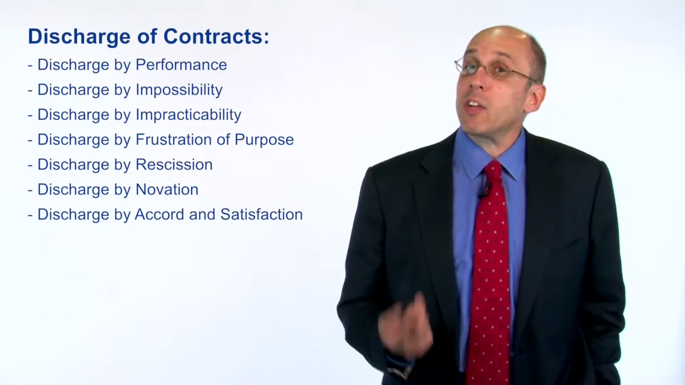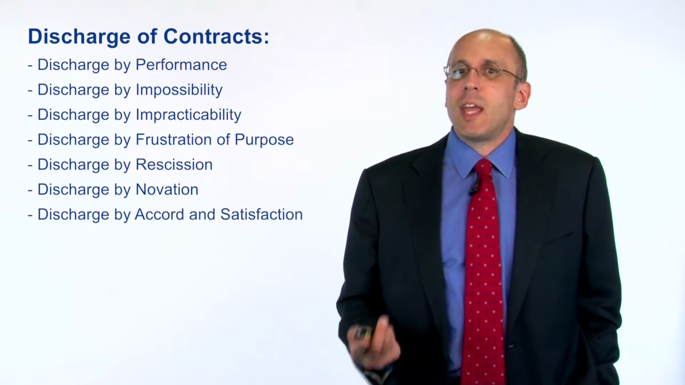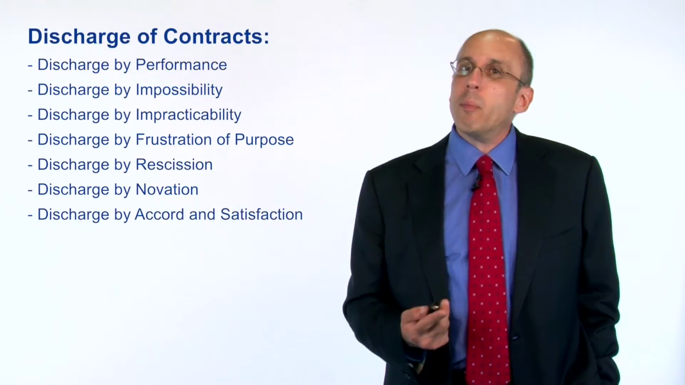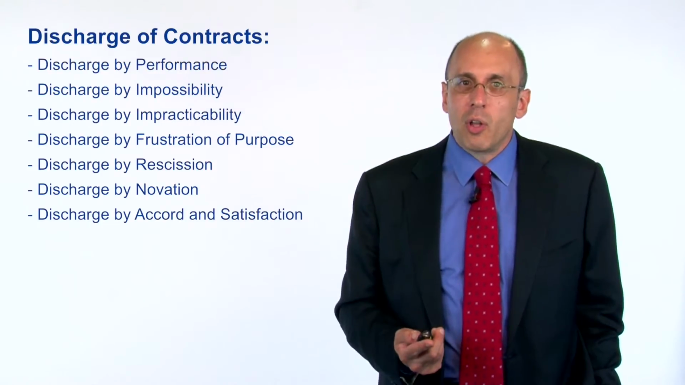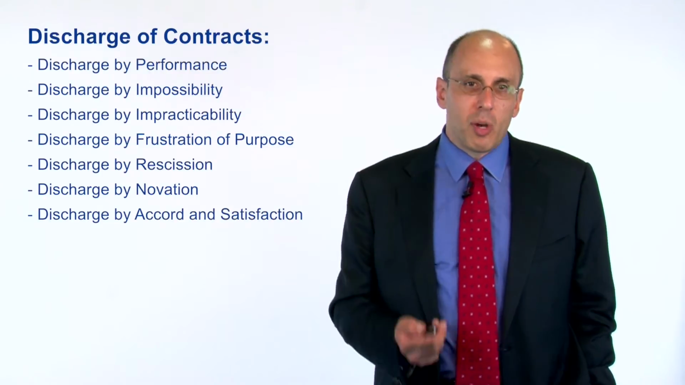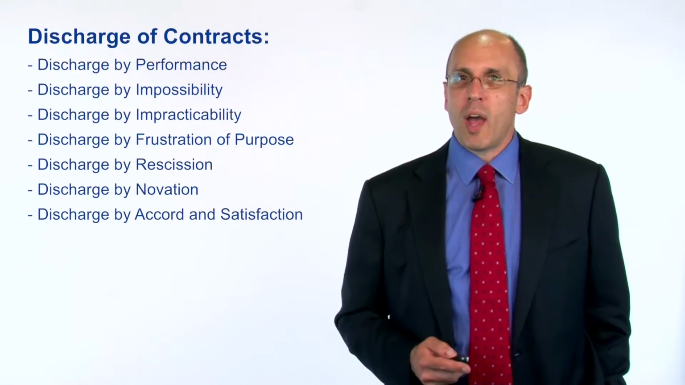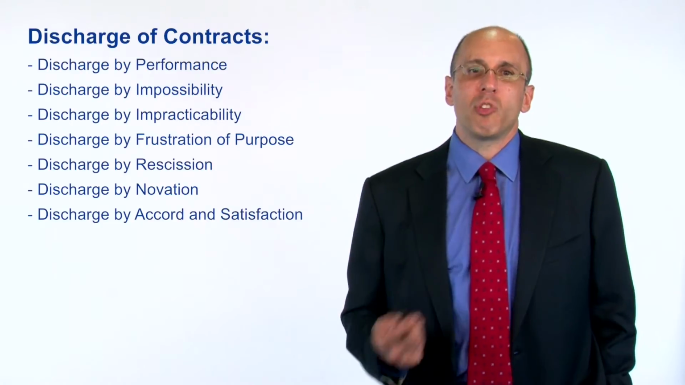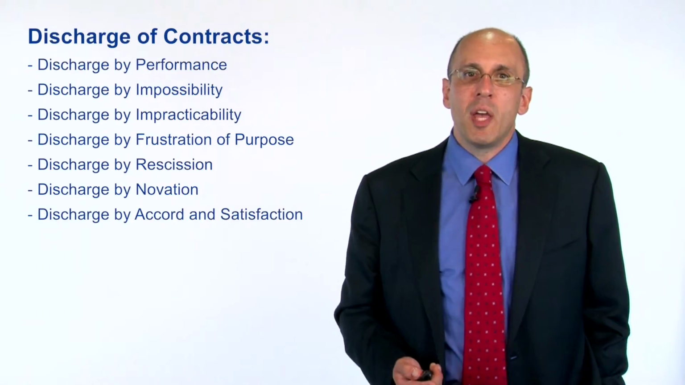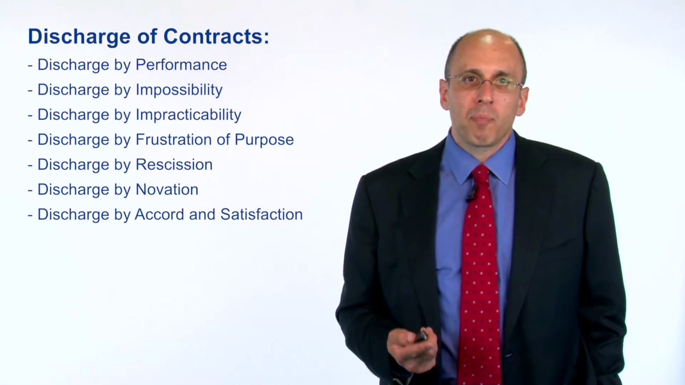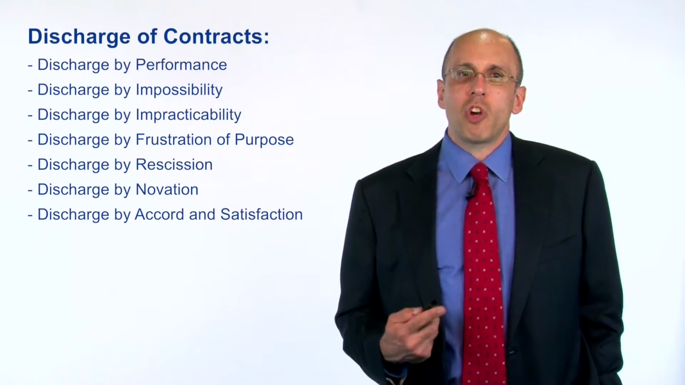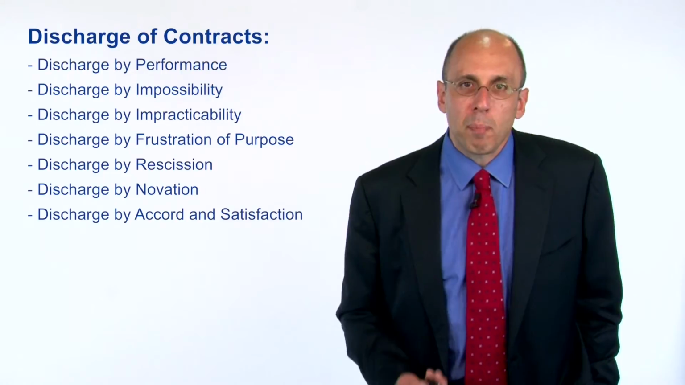Discharge for impracticability is basically the same thing, except here, instead of performance being impossible, it's that performance is impractical. It's unduly burdensome. In some way, somebody would have a more significant loss or hardship than had been anticipated in the initial contract. And finally, you could have discharge by frustration of purpose.